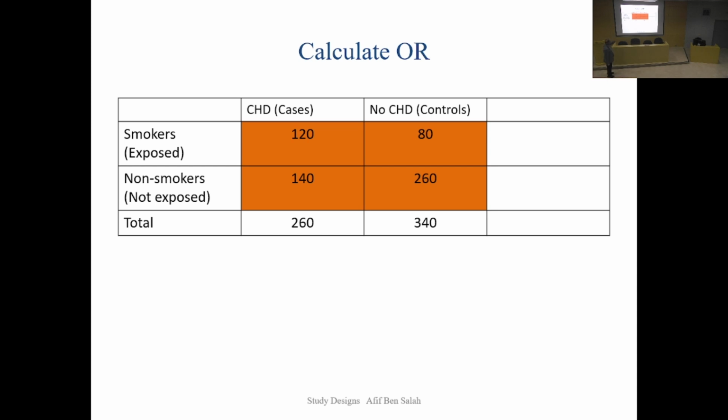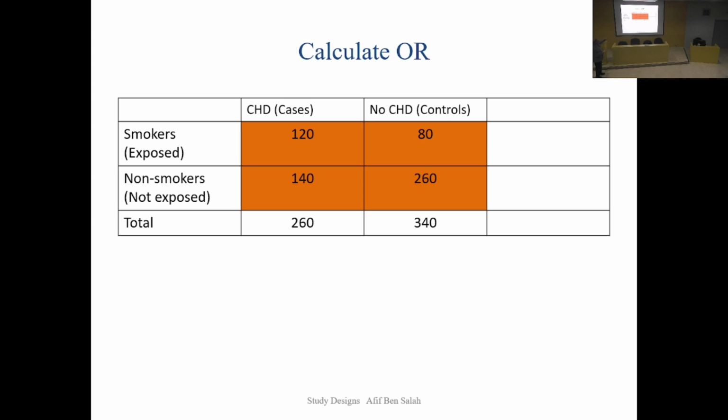Let's calculate an example. We have 260 cases of coronary heart disease. We chose for them 340 cases as controls, free of coronary heart disease. And we are asking about smoking exposure.